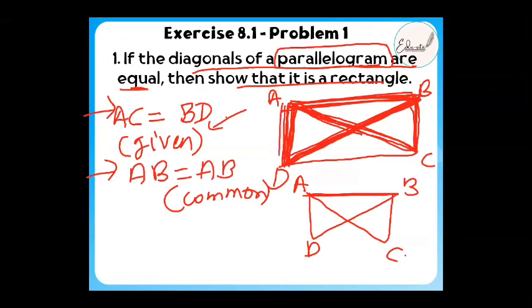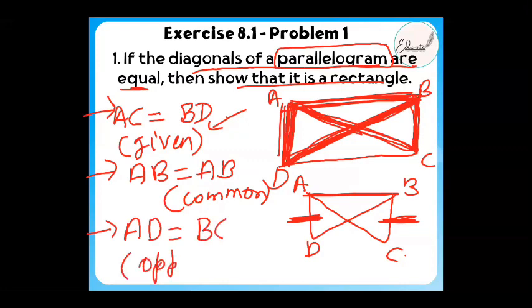BC is equal to AD. Can we consider AD is equal to BC? Yes. Why can we consider AD is equal to BC? Because they are the sides of a parallelogram. In this parallelogram, what property did we study? Opposite sides in a parallelogram are equal. Excellent. So AD is equal to BC because opposite sides in a parallelogram are equal.